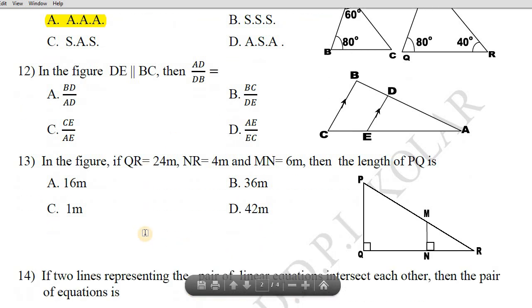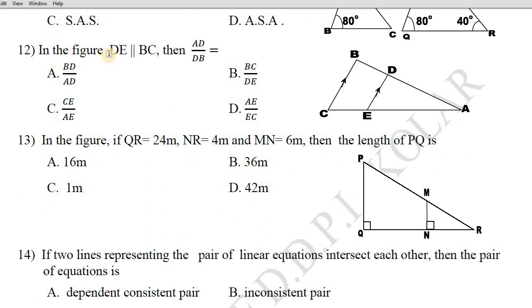Next, let us take another question, children. In the figure, DE parallel to BC, then AD by DB is equal to, look at the figure. So here ABC is a triangle in that DE is parallel to BC. And here they are asking about AD by DB ratio. It means you want to use Thales theorem concept. So here AD means this side. So AD by DB is equal to AE by EC.